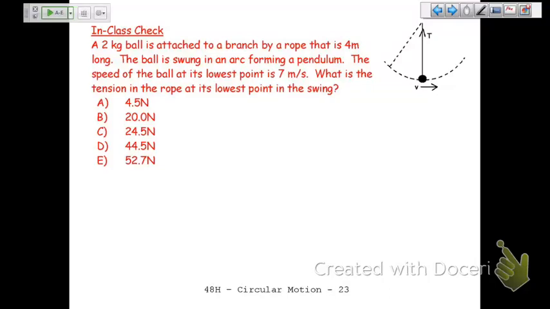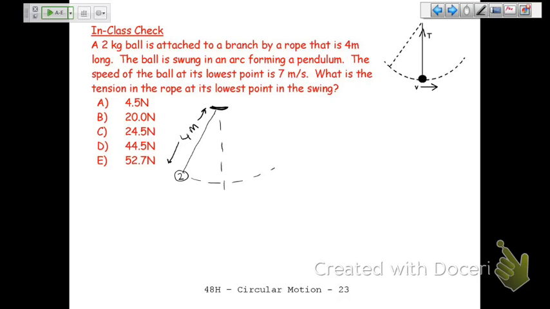So we're back. Here's a second example. This is somebody on a swing. Let's picture the swing like this. There's the vertical direction. Here's the section of the circle that we're going to go through. It's a 2 kilogram ball attached to a branch, so here's the branch, by a rope that is 4 meters long, so that's going to be 4 meters.